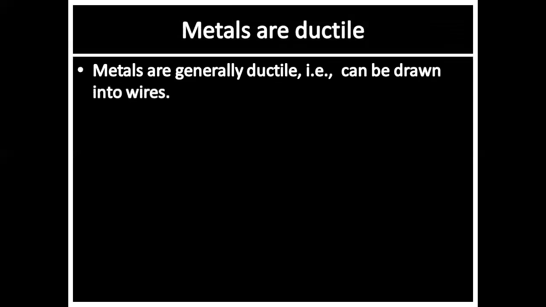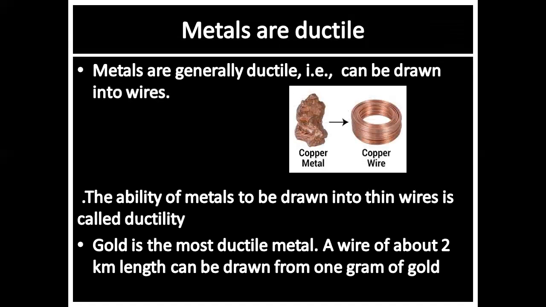Metals are ductile, that is, they can be drawn into wires. And gold is the most ductile metal. A wire of about 2 kilometer length can be drawn from 1 gram of metal. The ability of metal to be drawn into thin wires is called ductility.